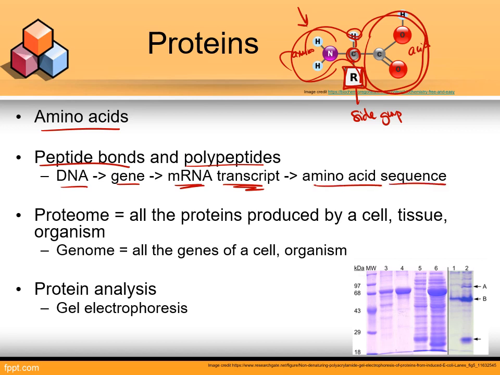Proteome is a vocab word that is the sum of all the proteins produced by a cell or a tissue or an organism, depending on what we're looking at. We can figure out what those proteins are by looking at gel electrophoresis, so we can sort out protein by sizes, sending them through electrophoresis, just like we do with DNA. If we wanted to talk about some DNA, there's also this word genome, which sounds a lot like proteome. Proteome is the sum of all the proteins. Genome is the sum of all the genes in a cell or an organism, whatever it is that we're looking at.